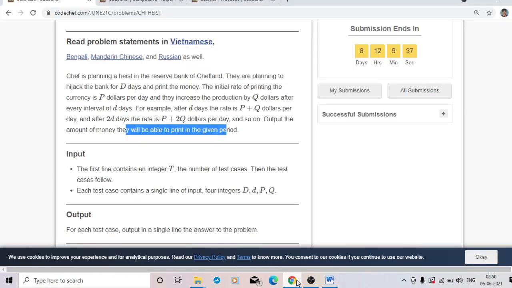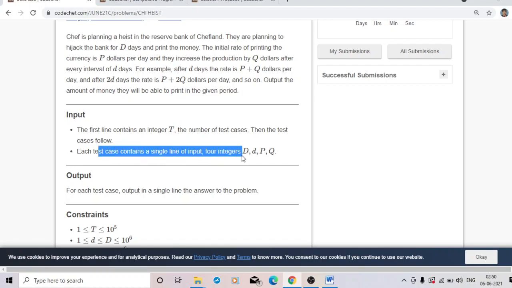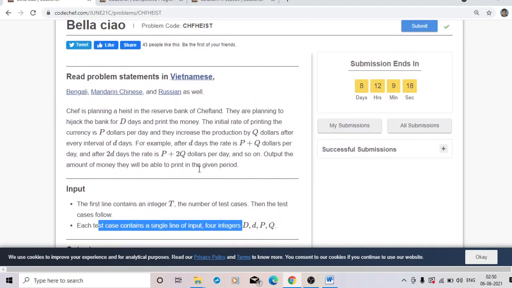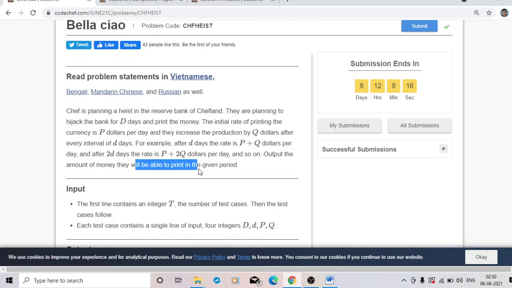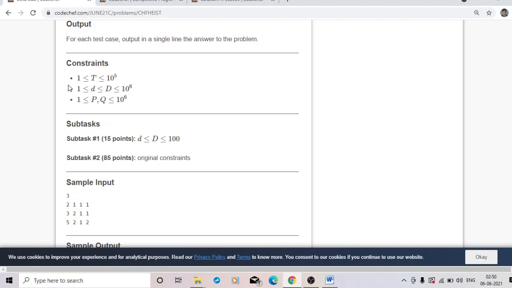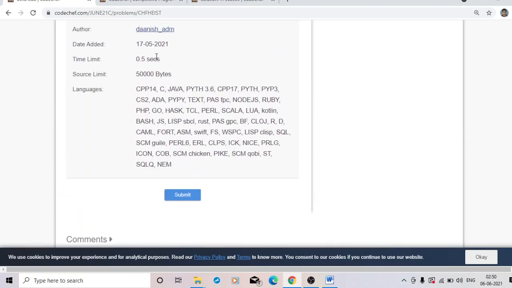Okay. Now see the input condition. It will have a T as test cases, and each test case will contain a single line of input, 4 integers, capital D, small d, P and Q, and the output is a single line, the answer of the problem. I mean the amount of money they will be able to print in this given period. You can see the constraints, and there are 2 subtasks. Okay, and check the time limit is 0.5 seconds.